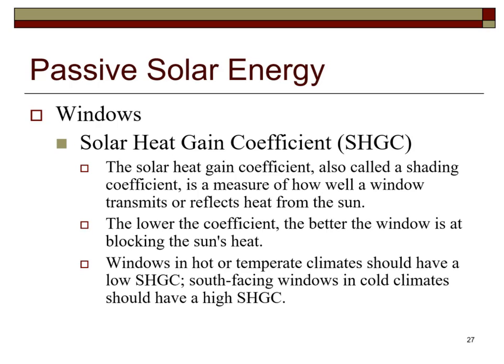Solar heat gain coefficient. The solar heat gain coefficient, also called the shading coefficient, is a measure of how well a window transmits or reflects heat from the sun. The lower the coefficient, the better a window is at blocking the sun's heat. Windows in hot or temperate climates should have a low solar heat gain coefficient. South-facing windows in cold climates should have a high solar heat gain coefficient.